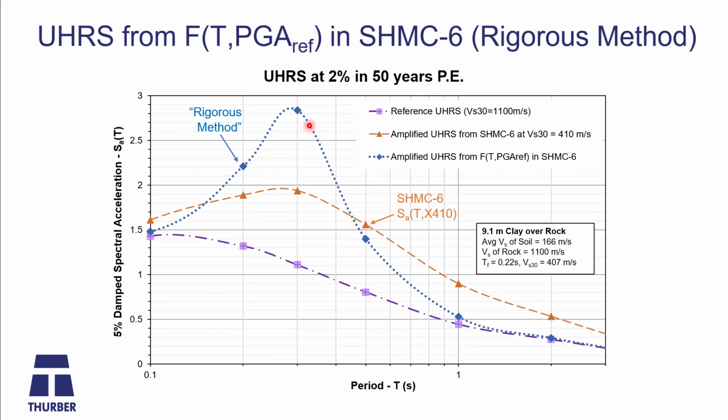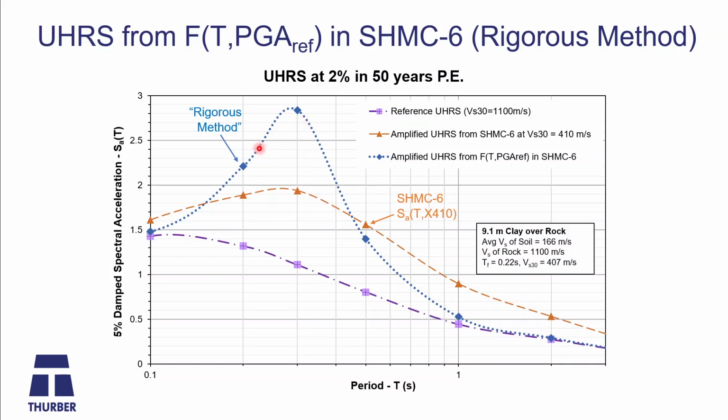The purple curve here is our reference UHRS for VS30 of 1100 meters per second. The orange is the amplified UHRS you would get assigning a VS30. I forgot to mention on the previous slide, the VS30 for this site, if we believe that was relevant, would be roughly 410 meters per second. This is basically 9 meters of 166 over 21 meters of 1100 meters per second.